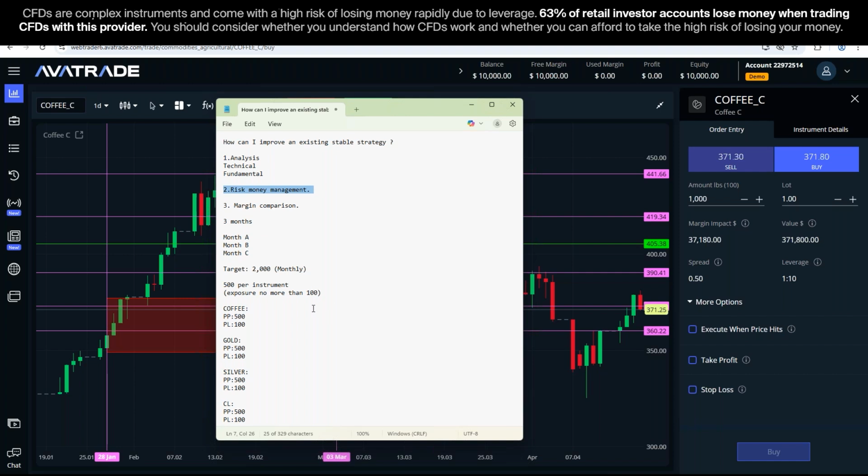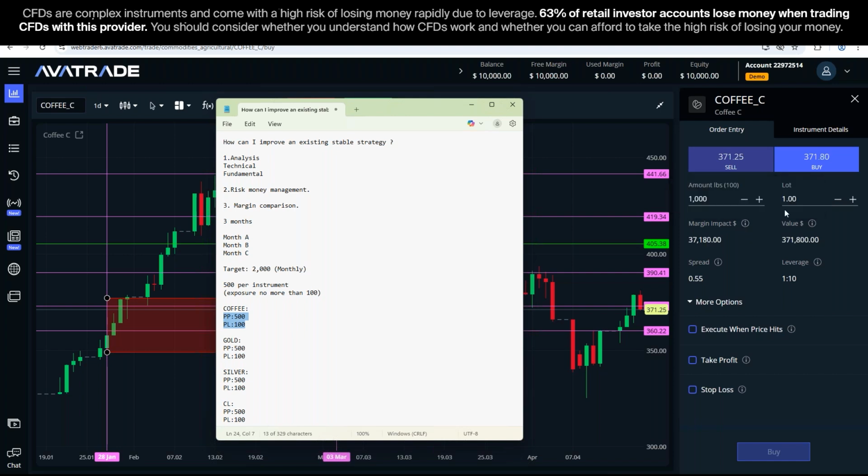And I will ensure my exposure is at the ratio that I set for myself. Am I exceeding this ratio or am I at my goal? The next thing that I'm going to do is look at the margin comparison. What is the margin comparison? Basically, if I'm aiming to make 500 and expose myself to 100, I want to do it with at least the least margin that I can.